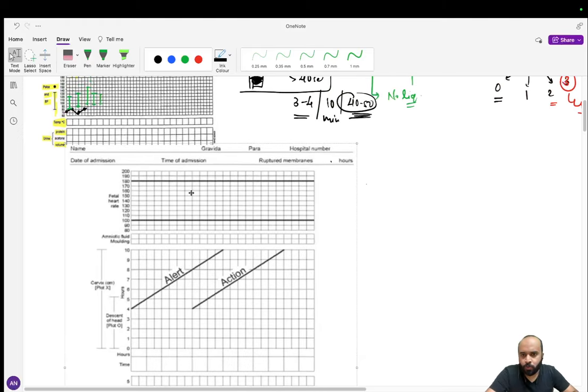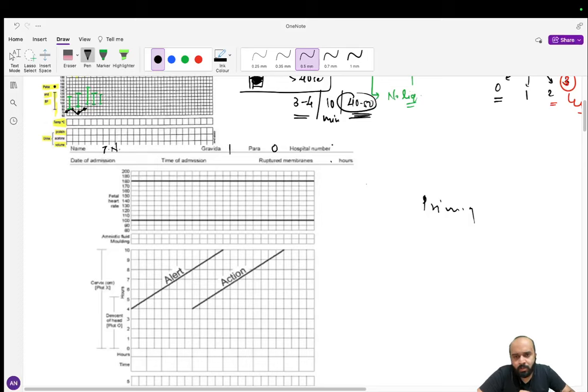Okay. So the first case that I have, I've just written down a couple of cases. It's a primary gravida. So I'll just write over here, the patient's name is, let's just say, TN. She is a primary gravida, so para is going to be 0. The hospital number is, let's say, XYZ.